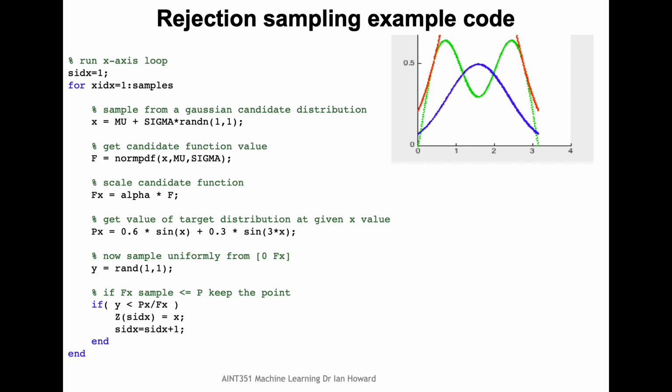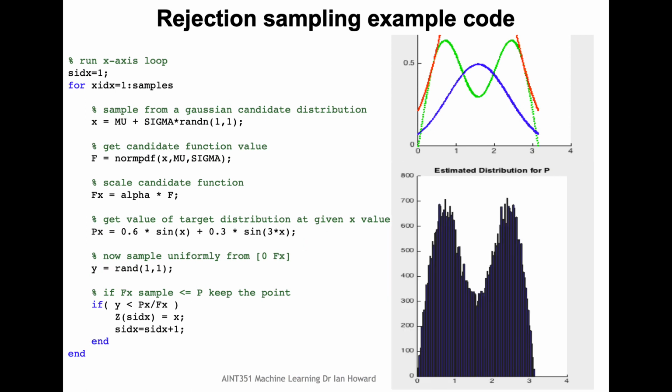Basically the algorithm to actually do the sampling is quite simple. All we do is we sample from the Gaussian that we can actually sample from. We also get the value of the density at that point of the Gaussian. We then get our scaled version of that. We then get the value of the target distribution at that point, and don't forget it's this ratio that we care about. It's the ratio of what the target is to what the actual scaled candidate is at that point, and then we make the decision.